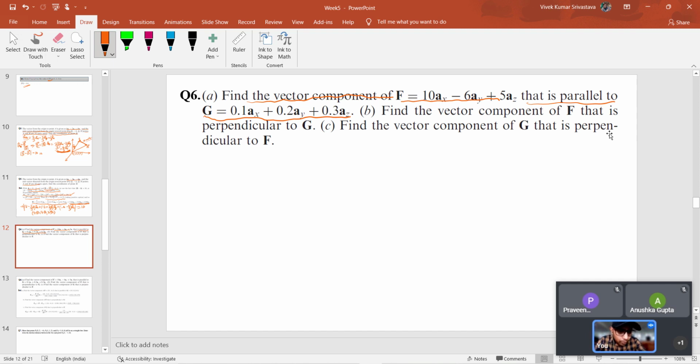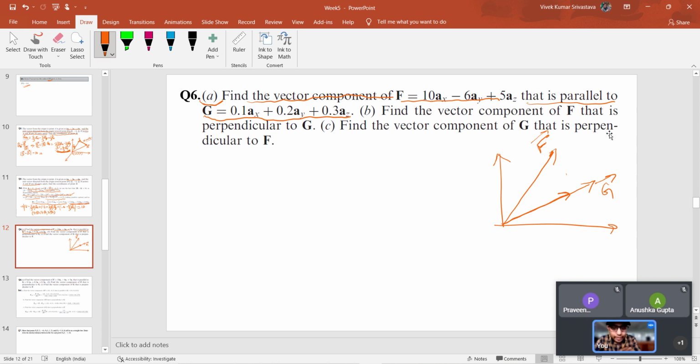Okay, so suppose a vector f is given to you, so you have to find out the component of this vector f along this another vector g. Okay, it means you have to find out the component of this vector f which is parallel to this vector g. So this is basically the a part of this question.